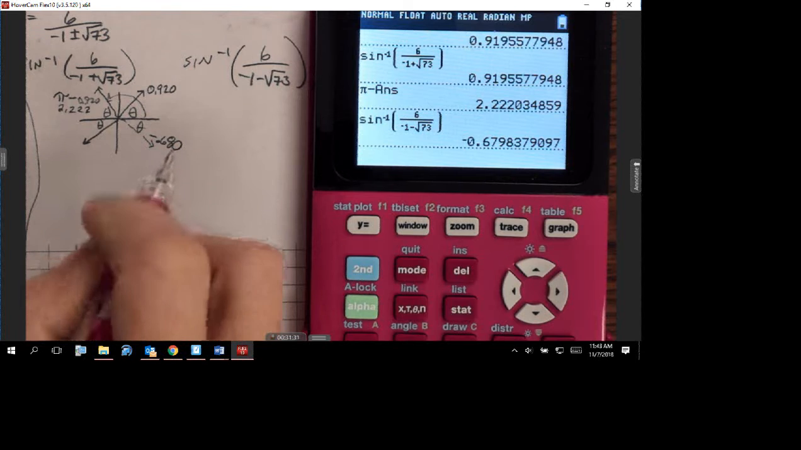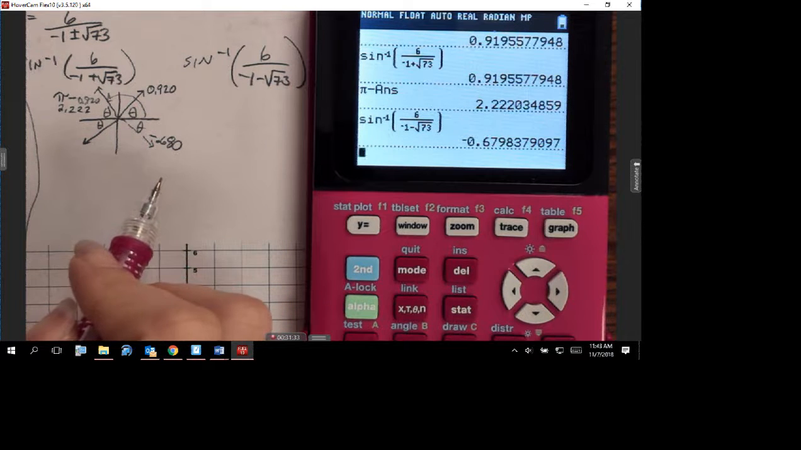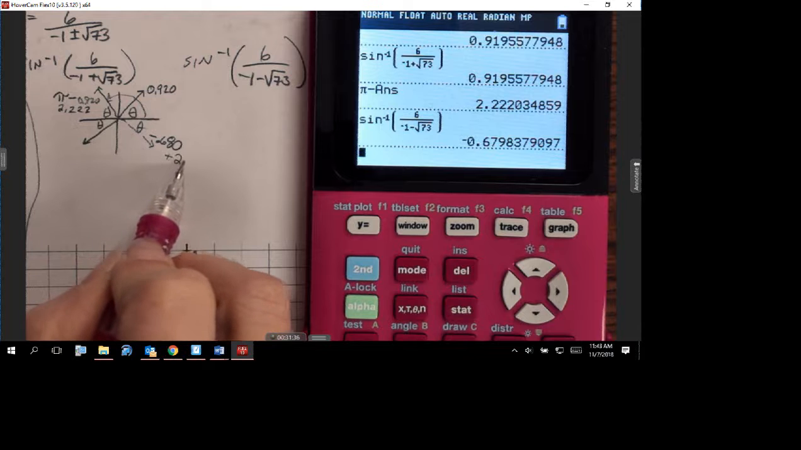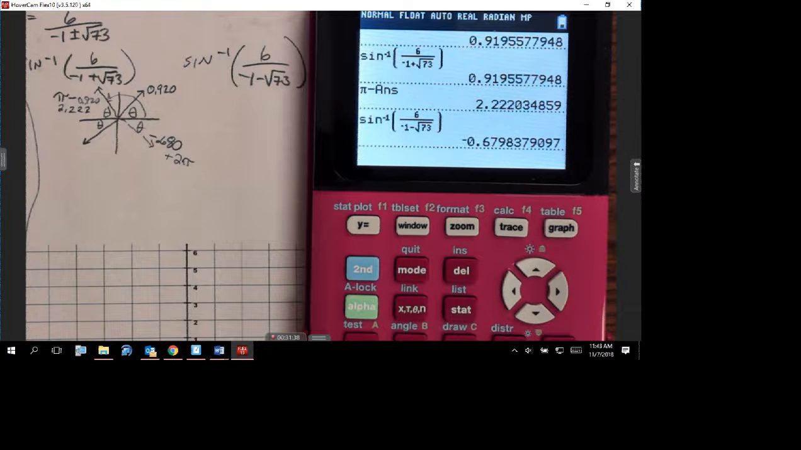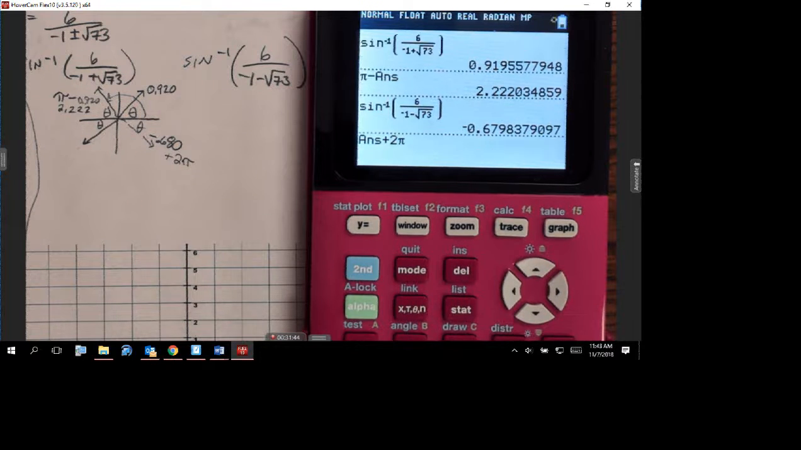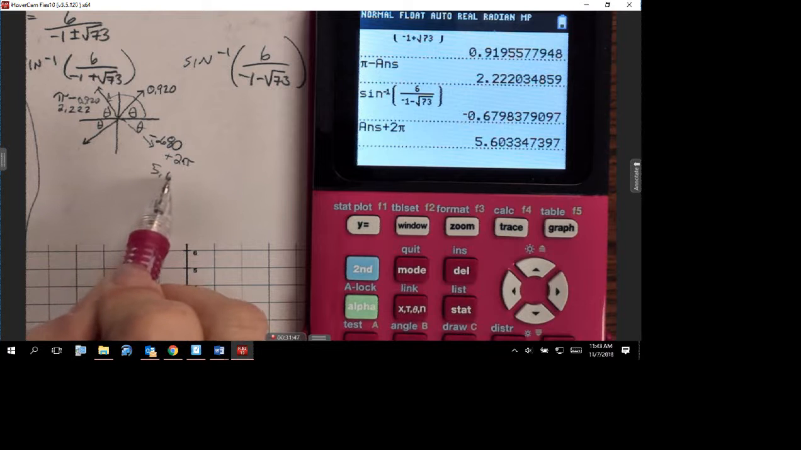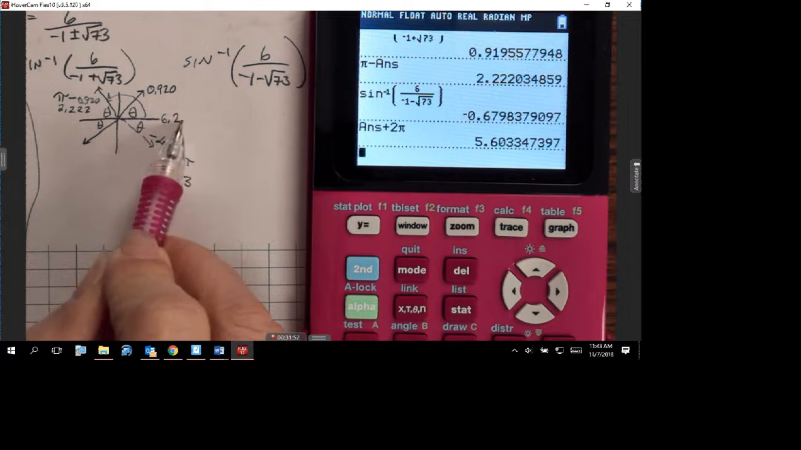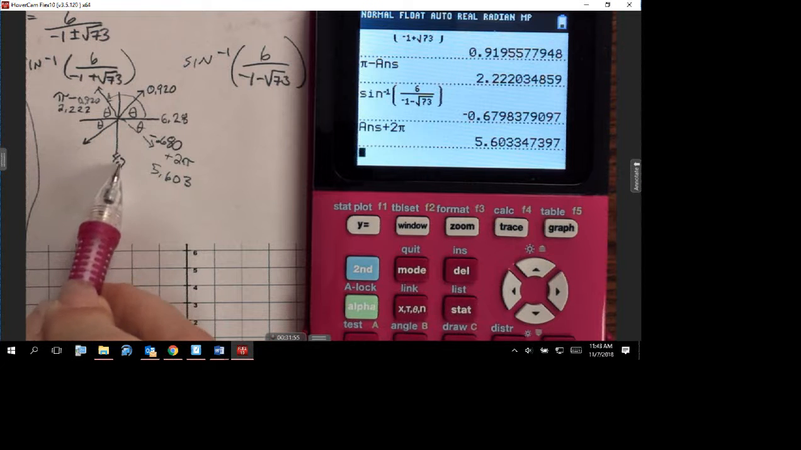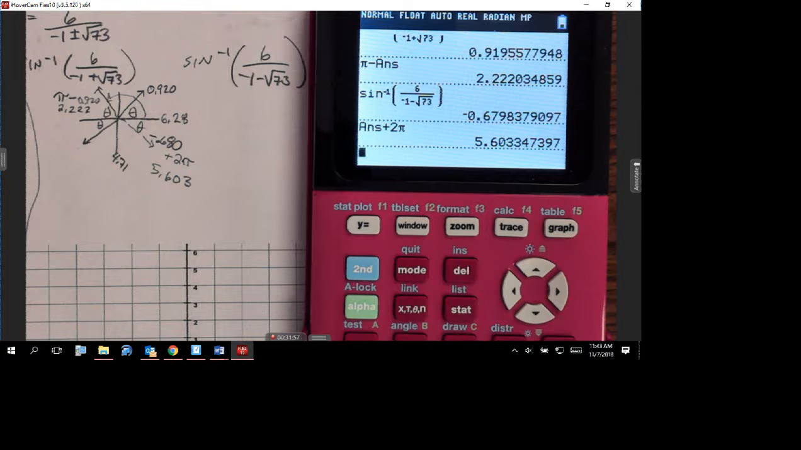However, this is not our answer because this is not between 0 and 2 pi. So if you add 2 pi to that answer, you will get the positive version at that same exact place. So I'm just going to take this answer and hit plus 2 pi. We get 5.603. Does that seem reasonable for that quadrant? You ask yourself if it seems reasonable because sometimes we just make silly mistakes. If you got a number that's bigger than 6.28, you know you're wrong. So I got 5.603, that seems reasonable.